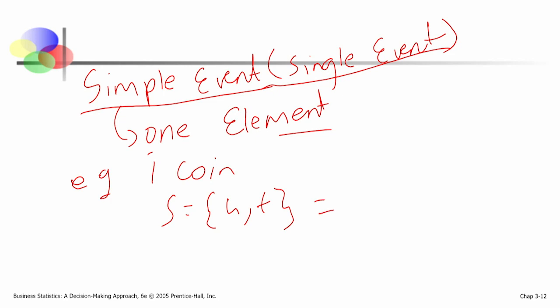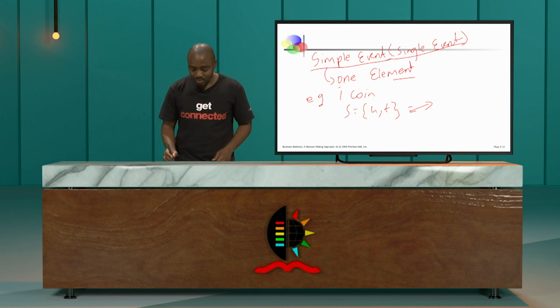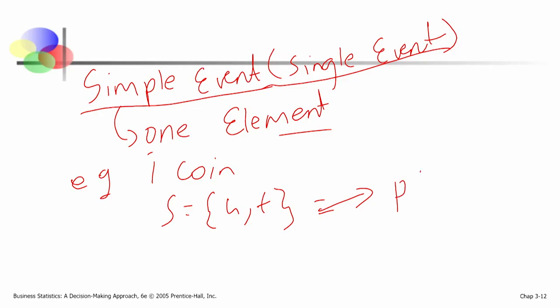Firstly, this is a possible event because you can take a coin and get a head or a tail. It's a doable event. So the probability of getting a head is just a half. This is the number of all the possible outcomes, and there's only one head in a coin, so it's a half. Again, the probability of getting a tail is also a half.